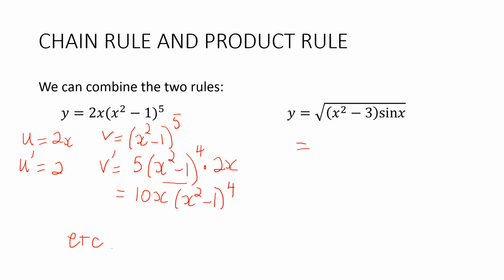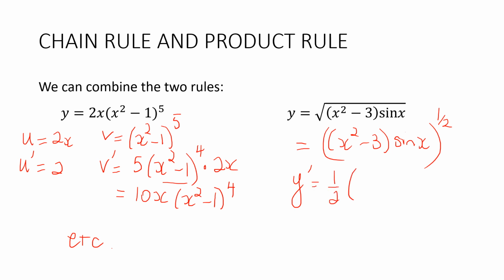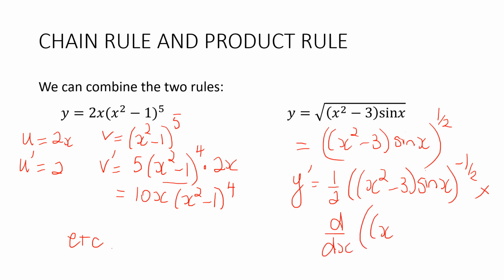So we've got x squared minus 3 times sine x all to the power of a half. And so y dashed would be equal to a half. I'm doing the chain rule first. Then x squared minus 3 sine x all to the power of negative a half. And then I want to times by the derivative of that inside function. And that's where your product rule will come into play. Now, I'm going to leave you to finish those two questions off.